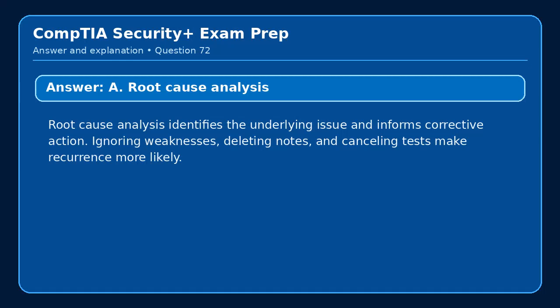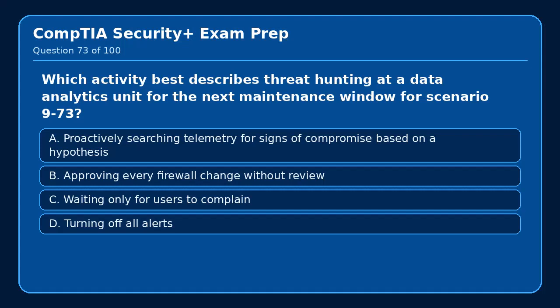Question 75. If a call center can lose at most 15 minutes of data, which metric is being defined while preparing a remediation plan for scenario 9-75? A. Recovery point objective. B. Mean time to repair. C. Mean time between failures. D. Annualized rate of occurrence. Take a moment to choose your answer.